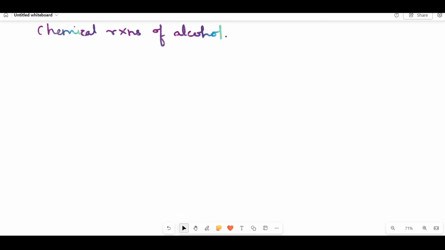Alcohols give many different kinds of reactions because alcohol can behave as a nucleophile as well as an electrophile. As a nucleophile, when it takes up the negative charge, that is OH bond fission takes place and RO minus develops. Or if there is bond fission of the CO bond, the carbon takes up a positive charge, therefore it will behave as an electrophile. So let us see these reactions involving CO bond fission.